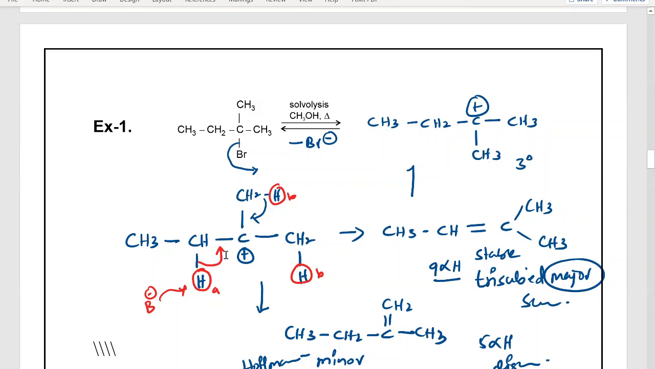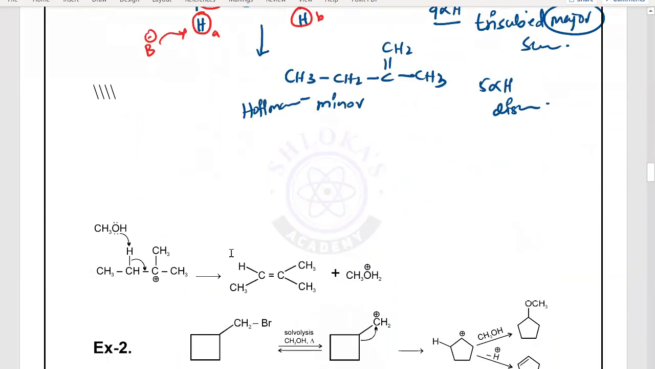Got it? What is this Saytzeff product? Very simple. What does Saytzeff's rule mean? I'll explain. Listen to me. According to Saytzeff's rule, during the elimination of alkyl halides, always the more substituted alkene will be the major product. More substituted alkene will be the major product.